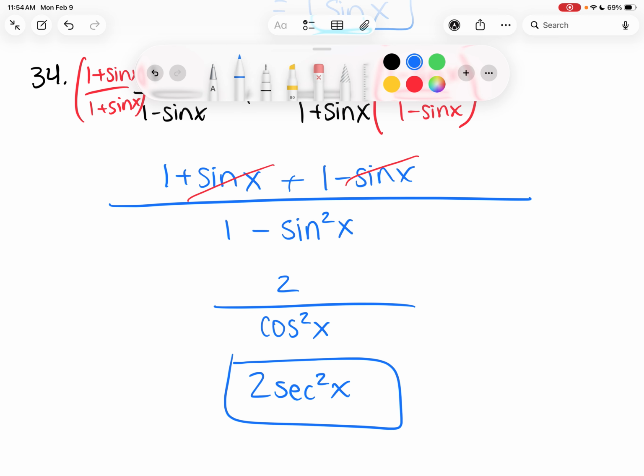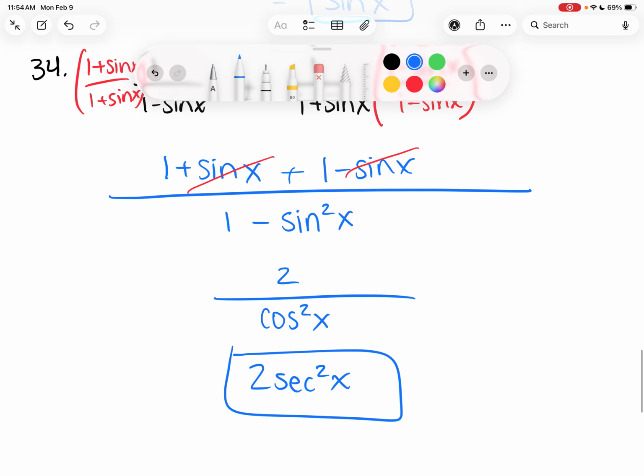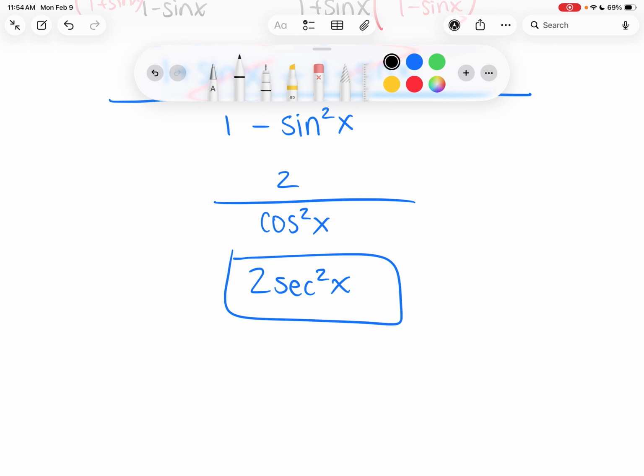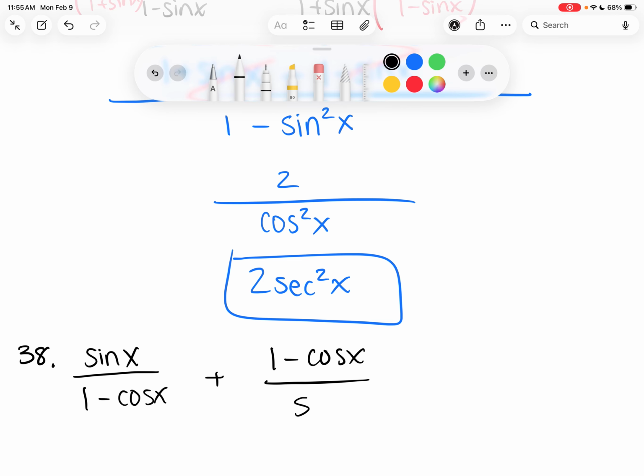All right, I'm going to hit 38, and then we'll stop there for today. We'll have to pick it up tomorrow. 38. Sine of x over 1 minus cosine of x plus 1 minus cosine of x over sine of x. Any ideas on this one?